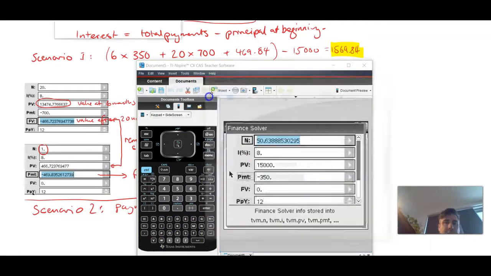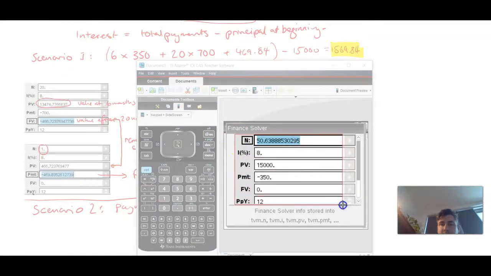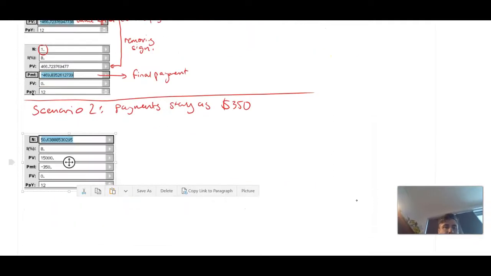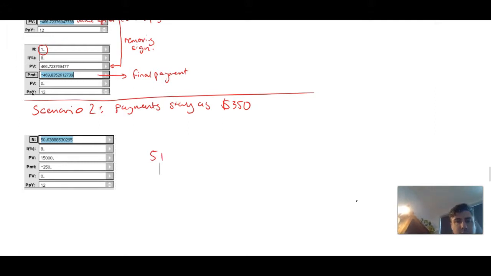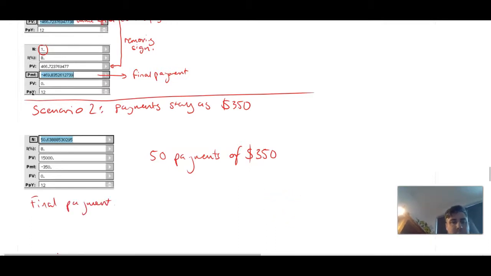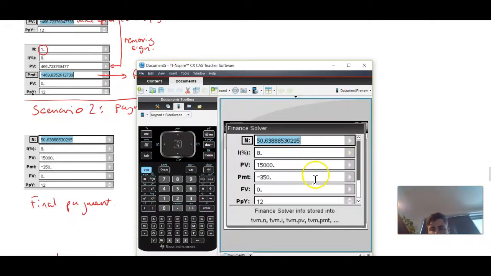So again, there's going to be a final payment calculation here. So it takes 50 and a bit payments, 51 payments. So 51 lots. And let's work out, so 50 payments of 350. And then final payment, which always has to be a separate little calculation, will be after the 50th payment. So let's delete all that and go 50 and hit enter for FV.